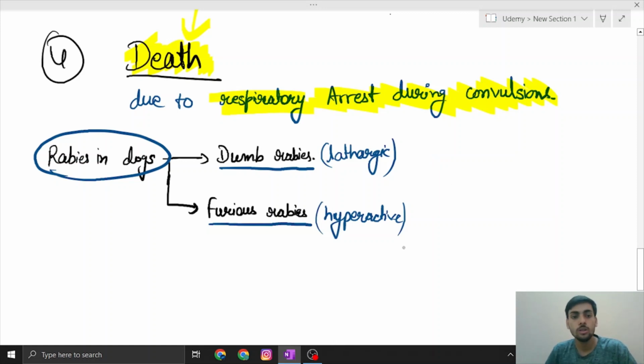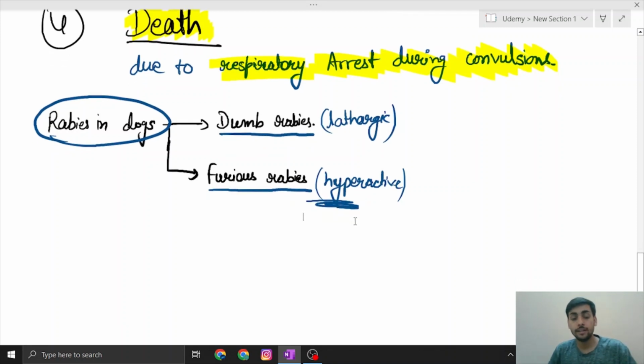Okay, the same goes with furious rabies. It will also discharge saliva from its mouth. Sometimes their lower jaws will hang downward like this permanently. And they will also secrete saliva. But in this furious case, the dog will be hyperactive, and it will be an actual mad dog. That mad dog can bite anyone, whether or not that person harms the dog.